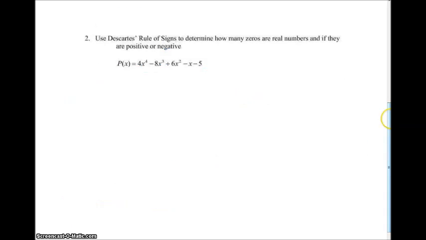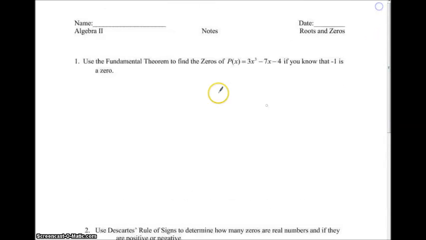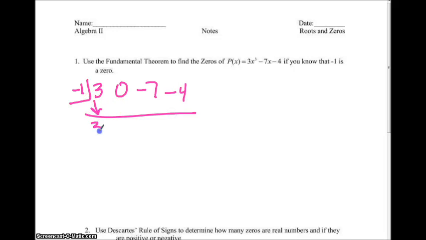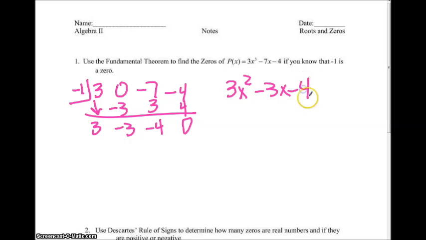So that description was your answer, 3 positive, 1 negative. All right, use the fundamental theorem to find the zeros if you know that negative 1 is a zero. So when you know that, you start using synthetic division. We've got 3, we have a skip, so we're going to put a 0, negative 7, negative 4. Bring down your 3. You have negative 3, negative 3, positive 3, negative 4, positive 4, 0. So this becomes 3x squared minus 3x minus 4.